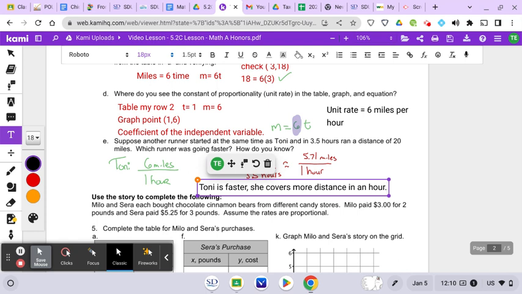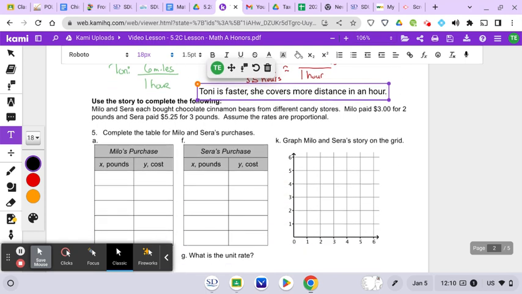All right, new problem. Now, I don't know how to say this name, so we'll call her Sarah, but you might pronounce it a different way. Milo and Sarah each bought chocolate cinnamon bears from different candy stores. Milo paid $3 for 2 pounds, and Sarah paid $5.25 for 3 pounds. Assume the rates are proportional.